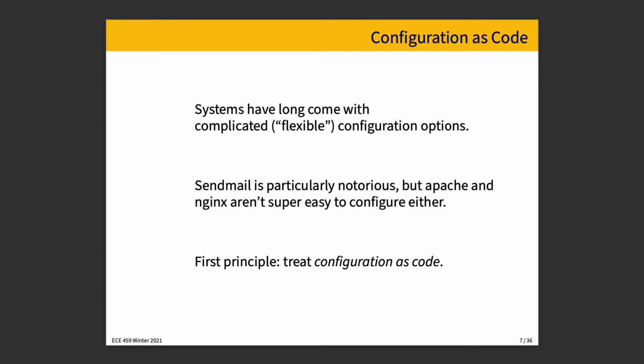SendMail is particularly notorious, but there's also ProcMail and Apache and other things. So all of those Unix type stuff have some reputation for being infinitely configurable, but somehow very hard to use. But if we choose to treat configuration as code, that very naturally leads us down a couple of roads that see to it that we make good decisions about how to manage what we've got.